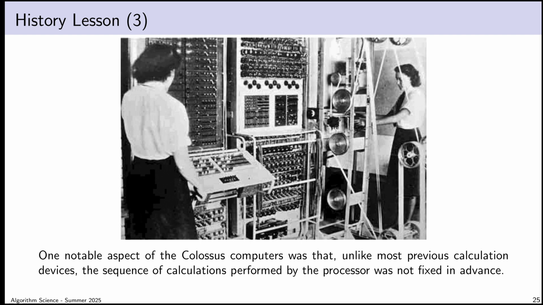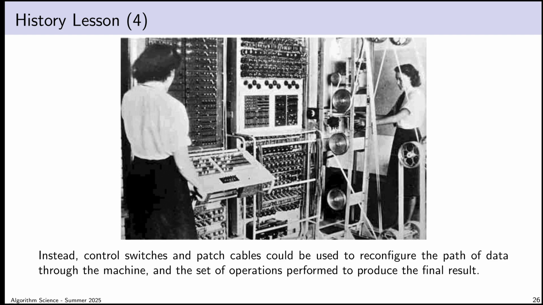It's interesting because Turing is a name that comes out of the UK code-breaking effort in World War II. But anyway, from the standards of the time, one unique thing about Colossus was that the sequence of calculations wasn't fixed in advance, and therefore the device could be reconfigured to perform different tasks. And the way this would work is, it wasn't like you could pull up a text editor or something. Instead, you could use panels of switches and different patch cables and rewire the machine, so reconnect the order in which computation units were connected to each other to reconfigure the path of data, and that means you're changing the set of operations performed to produce the final result.